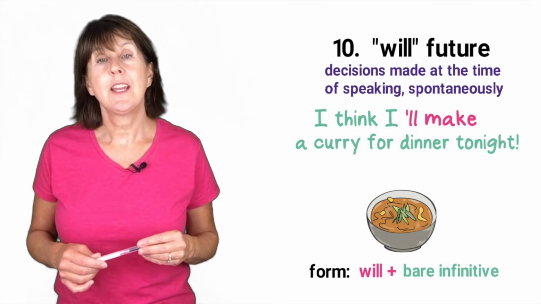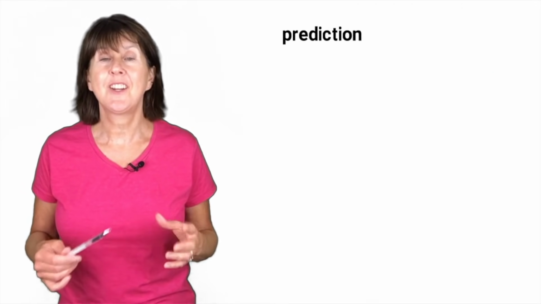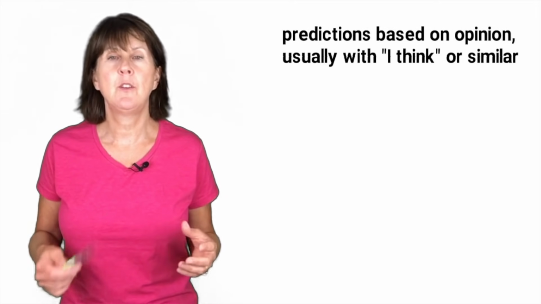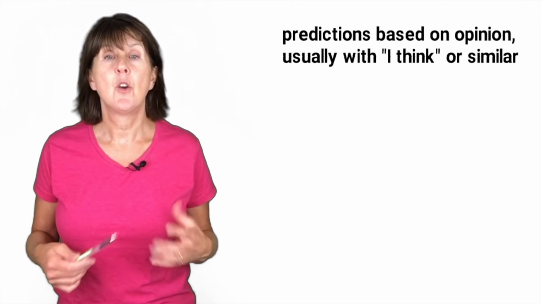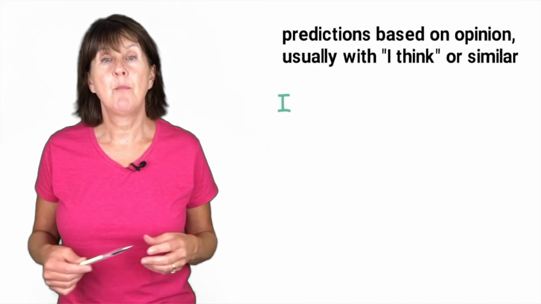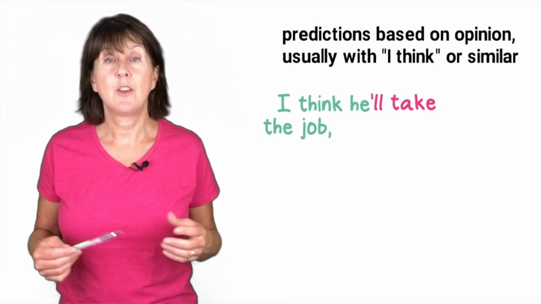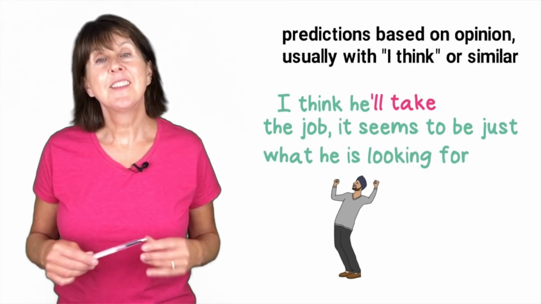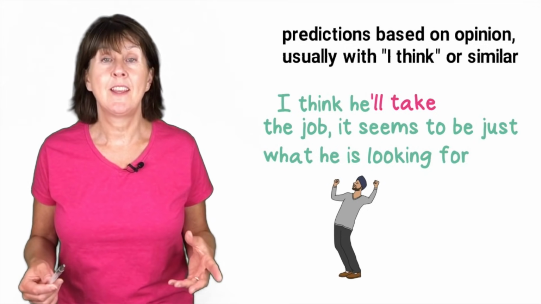The will future is also used for predictions based on your opinion, and so is usually used with phrases like I think or something similar. So here we've got an example. I think he'll take the job. It seems to be just what he's looking for. This is a prediction based on your opinion.